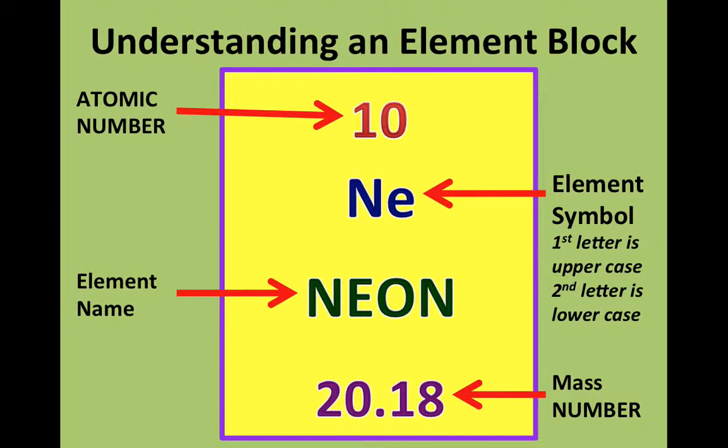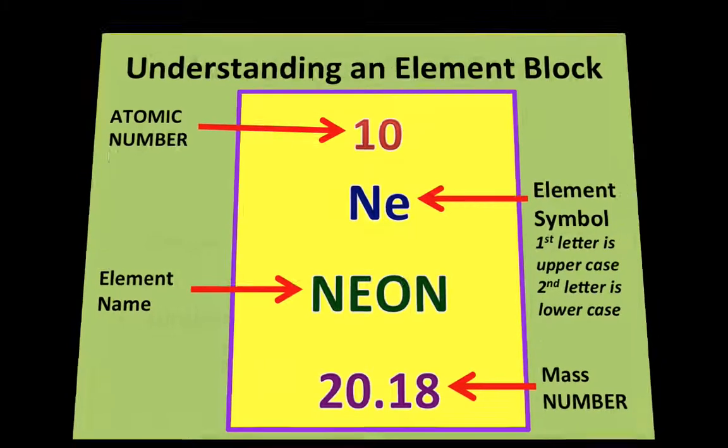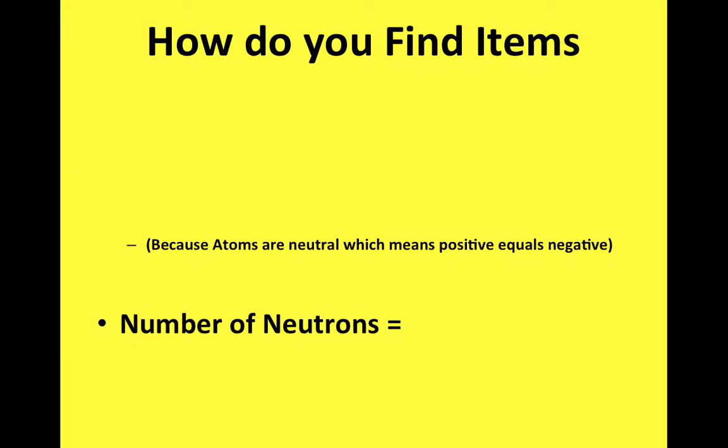Okay, and the next one, just to recap again, is a snapshot of neon. The number at the top is the atomic number, which again identifies the number of protons. We have the symbol for neon. It's a capital N, and the second letter is always lowercase. Then we have the name, and then we have the mass number. Now note it's not rounded at this point. It's the average.